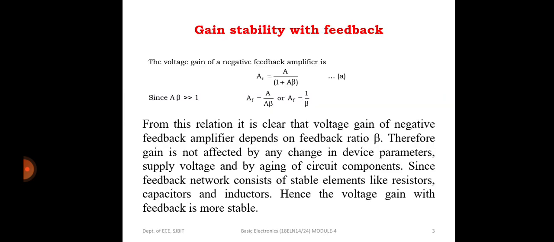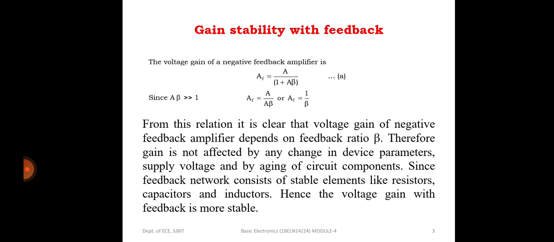In the previous video, we told you what a feedback amplifier and a negative feedback amplifier are, and we also studied the voltage series feedback amplifier. We saw how the voltage gain with feedback reduces by a factor of 1 plus A beta. Now let us see the gain stability with feedback.